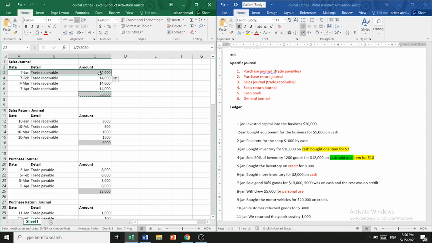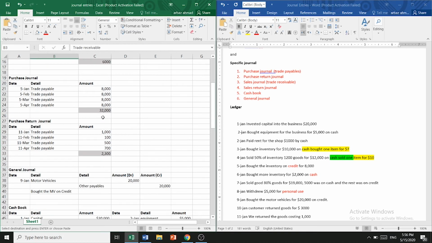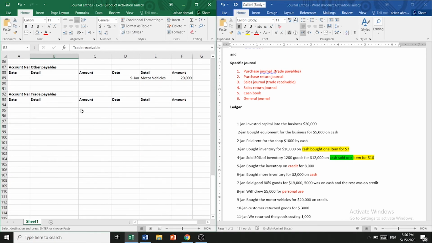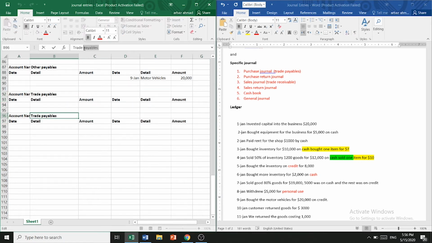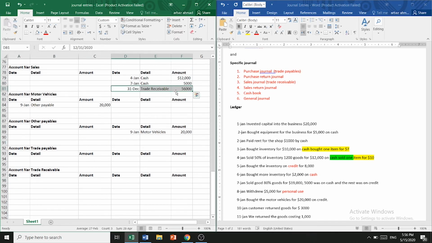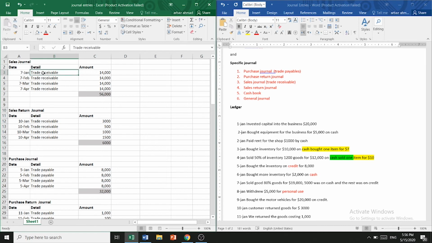So what happens here is, if it's trade receivable, then I will open the account of trade receivable. So let's have a trade receivable account, and then we are going to have the same thing, and change the detail.